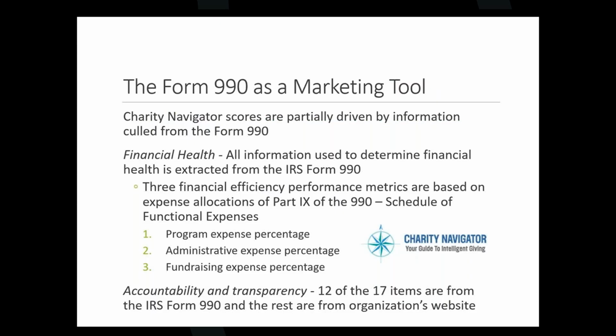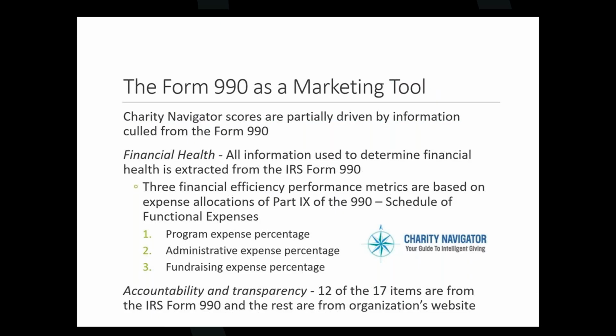For financial health, all the information used to determine the financial health is extracted from the Form 990. And these financial efficiency performance metrics are based on the expense allocations on the schedule of functional expenses: the program expense percentage, the admin percentage, and the fundraising expense percentage. As we mentioned multiple times, this stresses the importance of reviewing the allocation of costs on the statement of functional expenses, because this is what's going to be driving your financial health score on Charity Navigator.